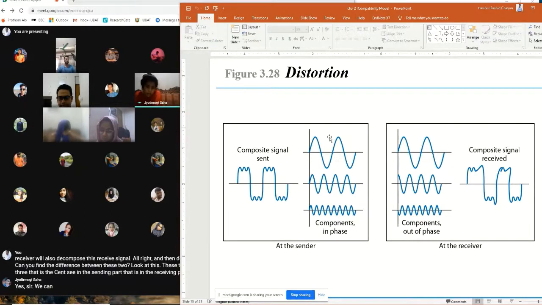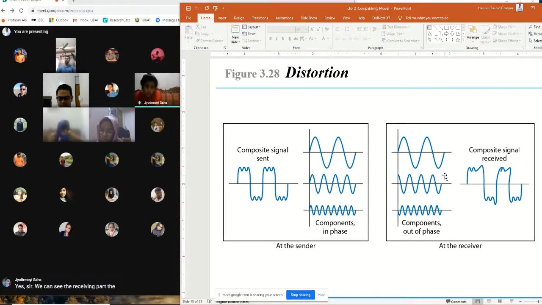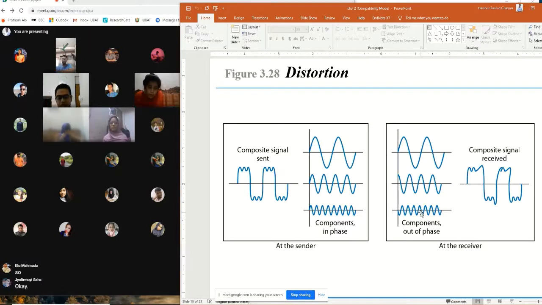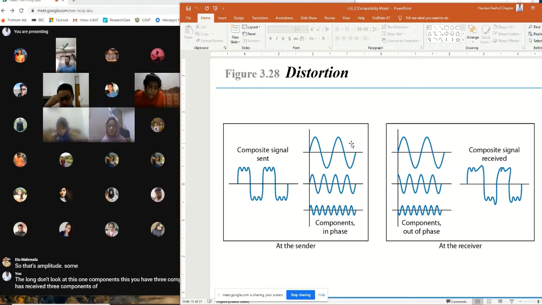Yes, sir, we can see in the receiving part, the composite signal received is changed. Look at the components, not this one. This one is changed, it's fine. I'm asking about these components. Sir, the components also changed something. What are the changes? Sir, that's amplitude. Don't look at this one. Components. There you have three components. It also has received three components of the signal. What is the difference between these three components and those three components?